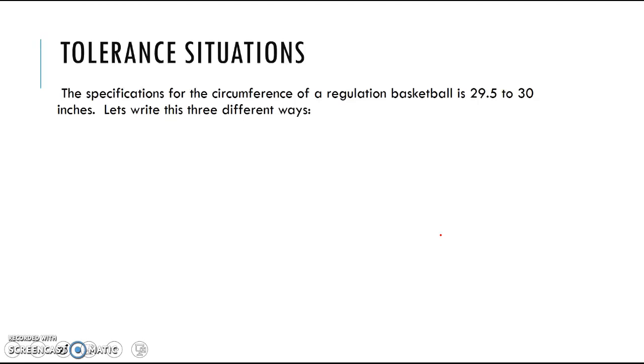So let's go ahead and take a look at this tolerance situation. Specifications for a circumference of a regular basketball is 29.5 to 30 inches. I'm going to go ahead and use a second video here because I'm going to be running out of time shortly. So it should be a second video that you can go to on Canvas to finish this assignment. It shouldn't take you very long.